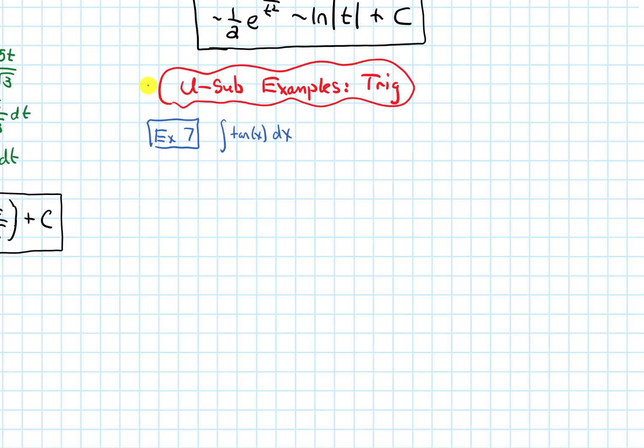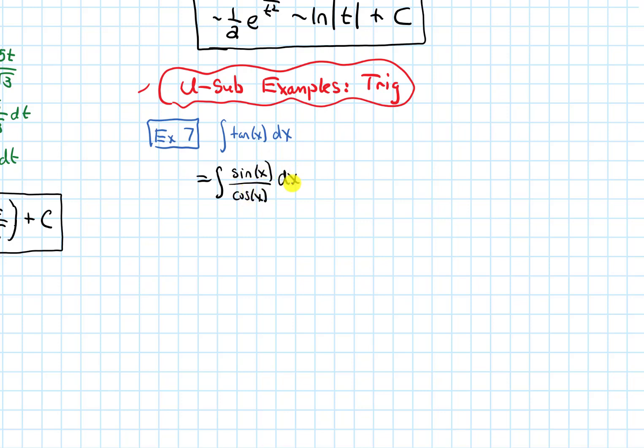In this video, we will do a U-substitution example involving trig functions. So I want to evaluate the antiderivative of tangent of x. Okay, so to get this started, let's rewrite tangent as sine over cosine.